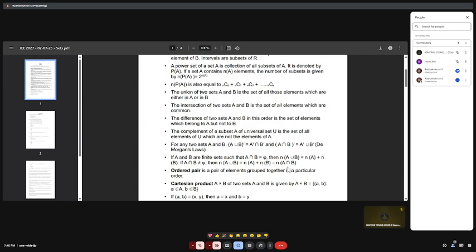Ordered pair is a pair of elements grouped together in a particular order. Here order is important. A comma B is not the same as B comma A.